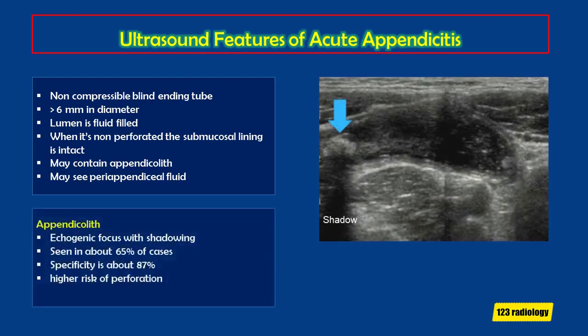You can see an appendicolith, which is an echogenic focus with shadowing. It is seen in about 65% of cases. It has a specificity of about 87% for acute appendicitis. One important thing to note is that if you see an appendicolith within an inflamed appendix, there is a higher risk of perforation.